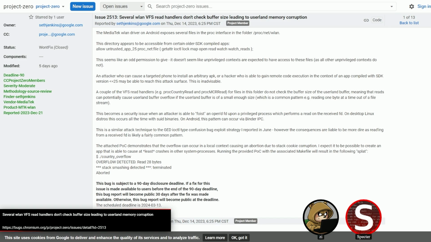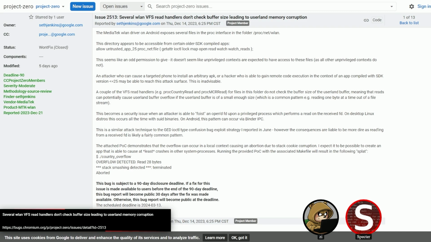The problem there is the userland buffer size just isn't checked, and so if you can pass a file descriptor to one of these files into a privileged process and have it read it, you could get memory corruption in that privileged process, which on Android is pretty feasible through IPC. It sounds like something that initially isn't super useful. It's sort of a self-attack scenario, right? You open a file descriptor and you can overflow your own user space process memory. Generally, that's not getting you anything.